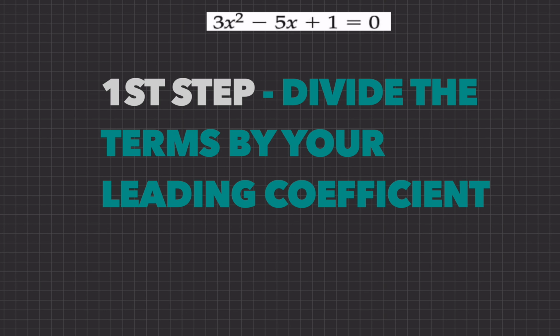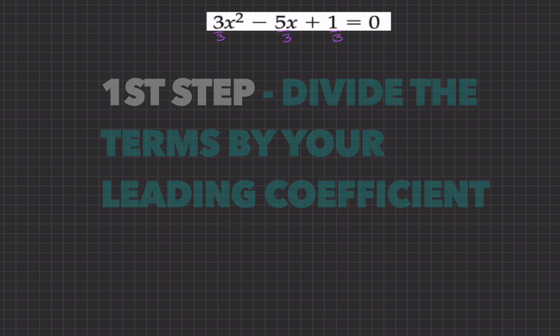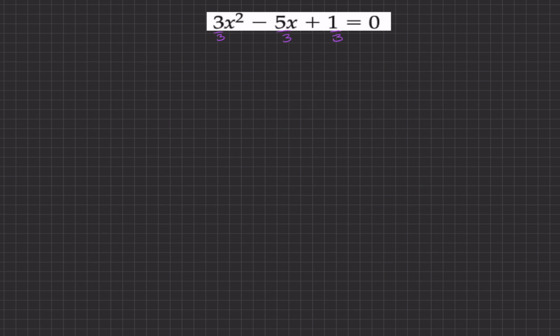First step, if this leading coefficient is more than 1, we got to divide by that number. So not that bad. Divide by 3 and make sure you do it to all the terms. You don't got to do it to the 0 because you're going to get 0. That will cancel out your leading coefficient, which turns this to x squared, and that's going to be 5 over 3x plus 1/3 equals 0.